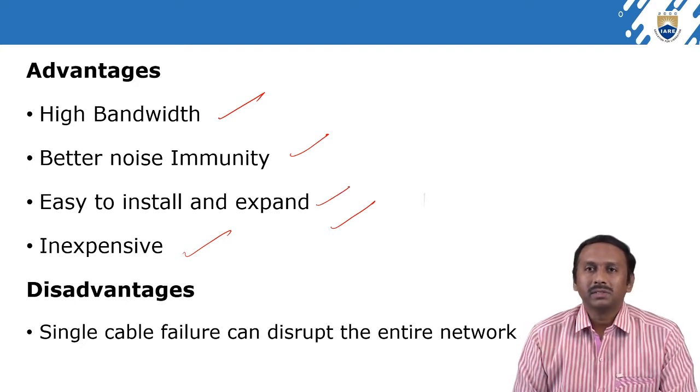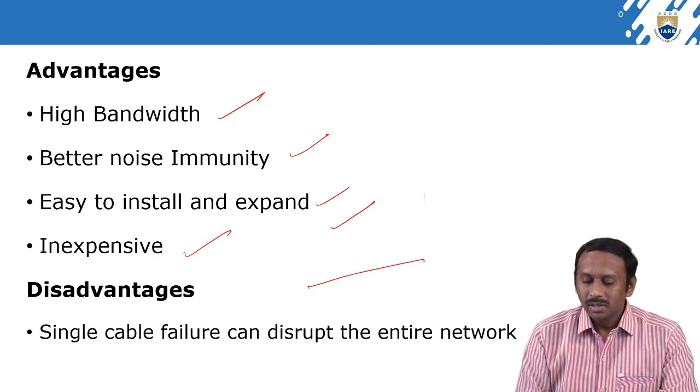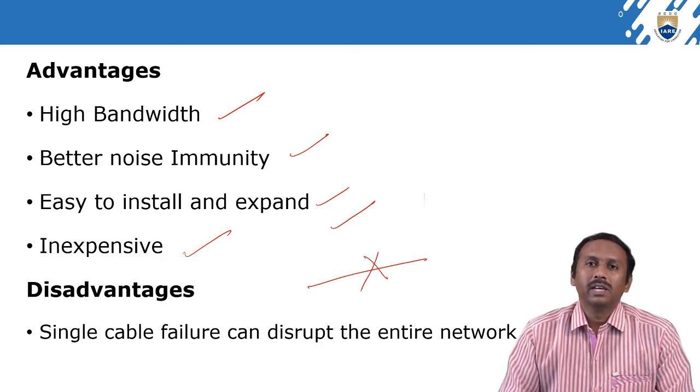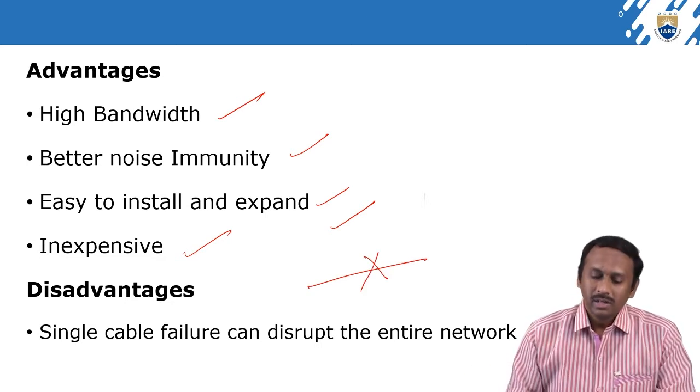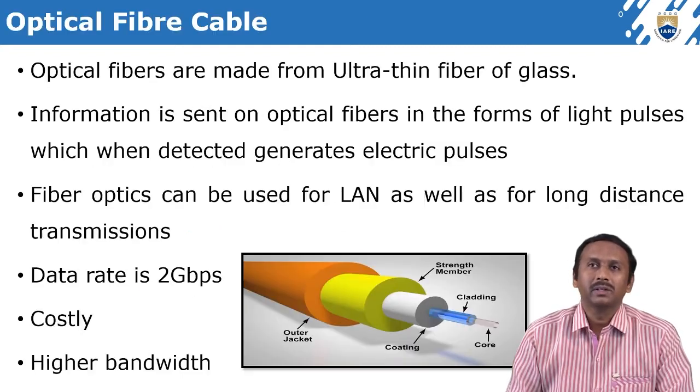And the disadvantage is that a signal cable failure can disturb the entire network. That means if one cable or signal fails, it disturbs the entire network. That is the only drawback.